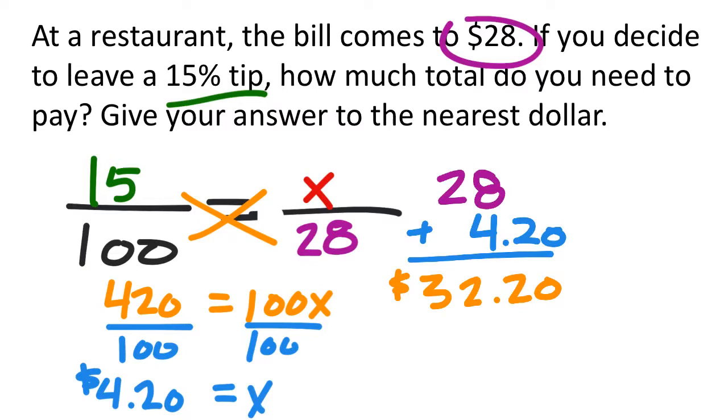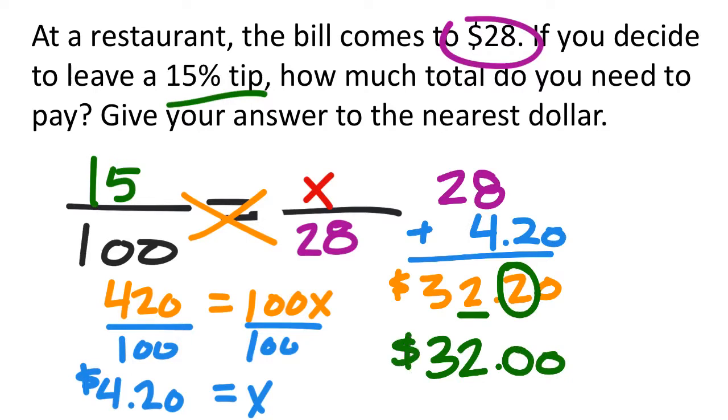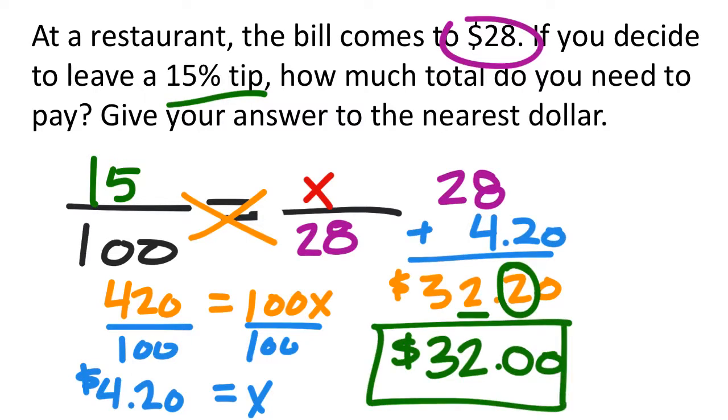Now again, we got to round this to the nearest dollar. I would just keep it as is, or just round it up instead. But for what we have right here, it wants to round to the nearest dollar, which is this 2. And this 2 is less than 5 in the tenths place. So we're just going to keep this at $32, which is now rounded to the nearest dollar.